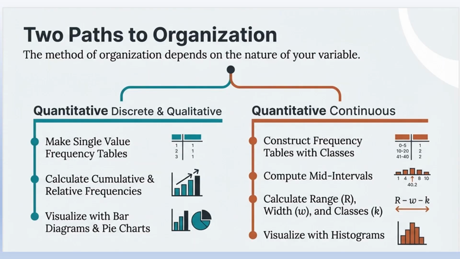There are two paths to organization of data. The first path is quantitative discrete and qualitative data. The second path is quantitative continuous data. In discrete and qualitative types of data, we make a single value frequency table, calculate cumulative and relative frequency, and visualize with bar diagrams and pie charts.